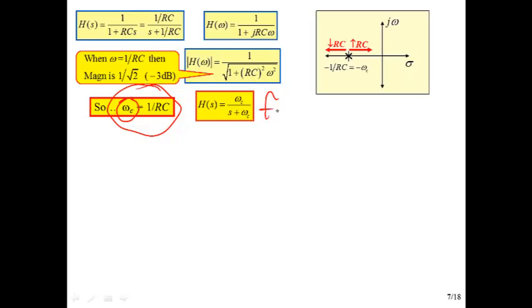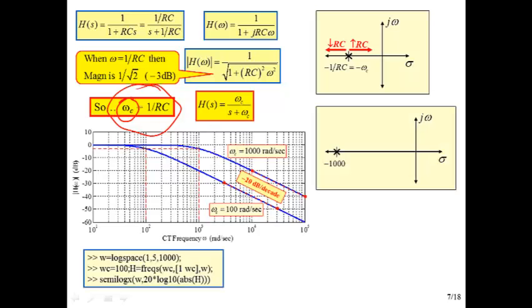So FC in hertz, cutoff frequency in hertz, is 1 over 2 pi RC. Now, if you've ever played with any electronics or done any hobby electronics, you may have seen that formula show up as a design equation someplace or other. Now you know where it comes from. So let's take a look at this for two different RC values, two different cutoffs.